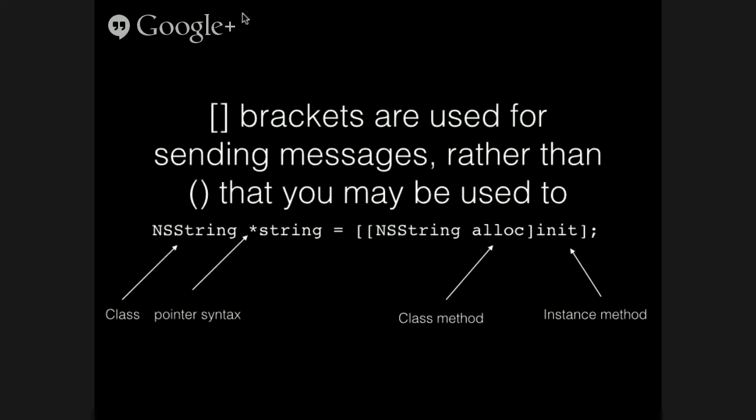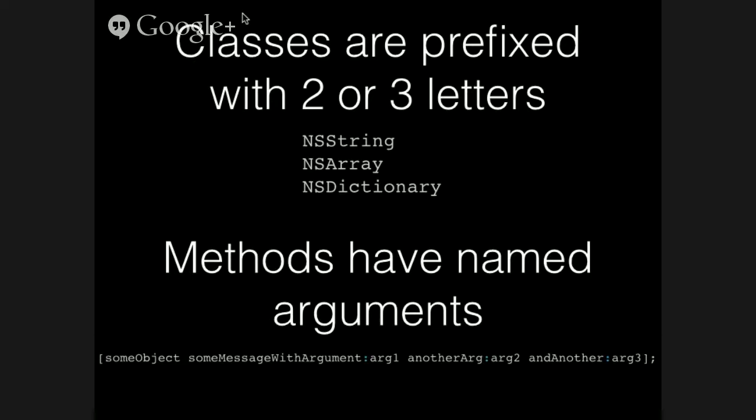The brackets are probably one of the weirdest things to get used to if you're coming from Java or C#. You only see parentheses if you're working with lower-level C functions. So brackets are for message sending. And classes are prefixed. You'll see a lot of things with NS that comes from, I believe, NeXTSTEP. A lot of their foundation classes: NSString, NSArray, NSDictionary, and so forth. If you write your own classes, you should prefix them because there's not really any namespaces.